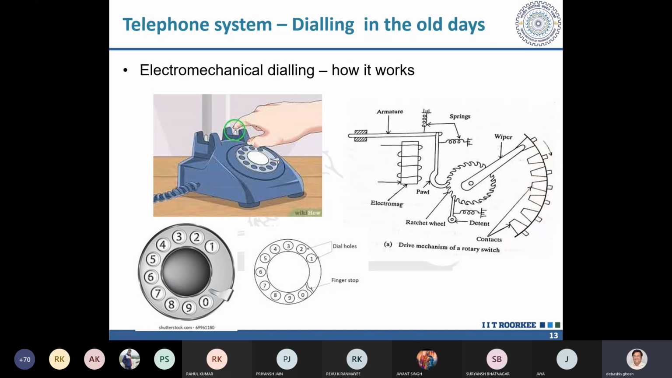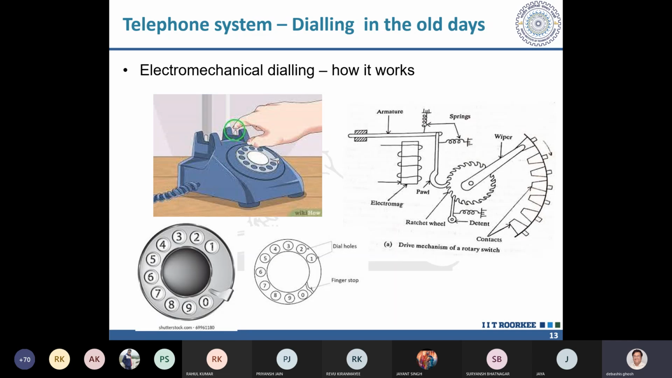You have a rotary switch. This is the dial. You put your finger in one of these digits corresponding to the telephone number, and then you rotate it in the clockwise direction till the finger stop, and then release it. Whenever you lift the handset, you are getting connected to the outside world. So whenever you are getting connected, a continuous current will flow in the line.